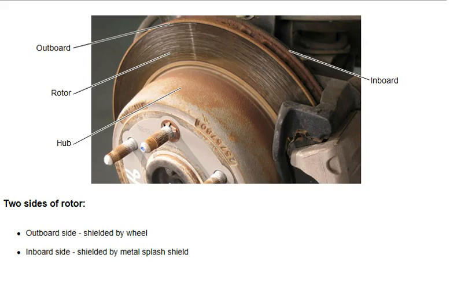The side of the rotor where the wheel is mounted is called the outboard side. It's shielded by the wheel. The side towards the center of the vehicle is called the inboard side and is shielded by the sheet metal splash shield. The size of the braking surface depends on the diameter of the rotor. Larger vehicles have larger rotors to accommodate a need for more friction to slow and stop the vehicle.